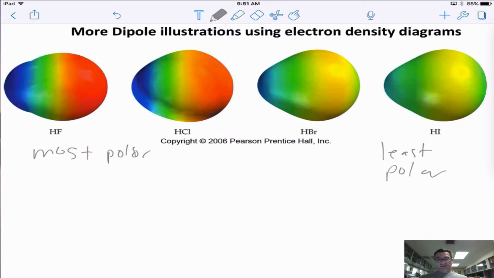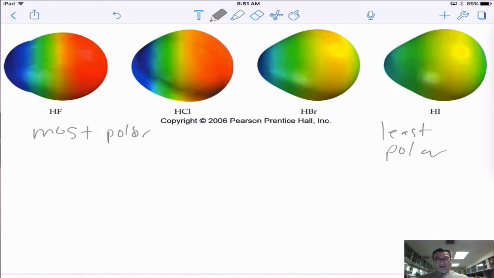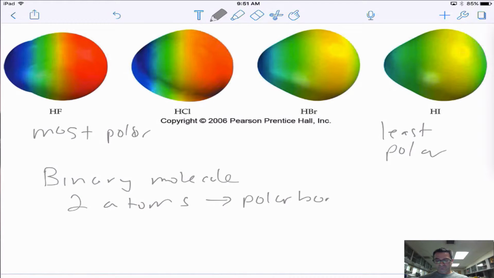And this is where things get a little bit crazy. When I have a binary molecule, that's 2 atoms. Well, those 2 atoms are deciding what the polarity of the entire molecule is. If I have 2 atoms, if I have a polar bond, that will give me a polar molecule.